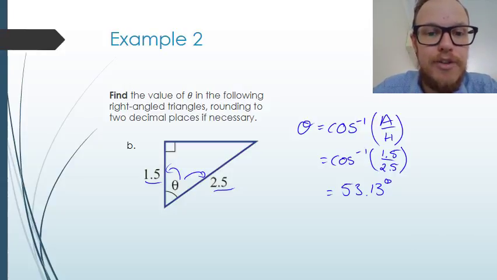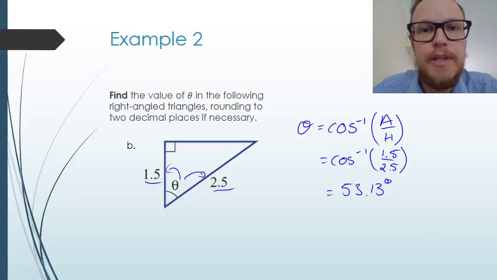So we need to remember our learning goals for today. We reviewed Pythagoras' Theorem, we've looked at being able to find unknown sides using trigonometric functions, and we've been looking at being able to find unknown angles using trigonometric functions as well.